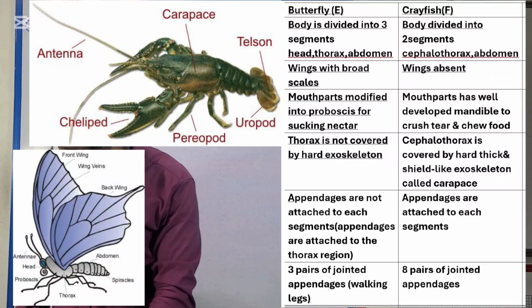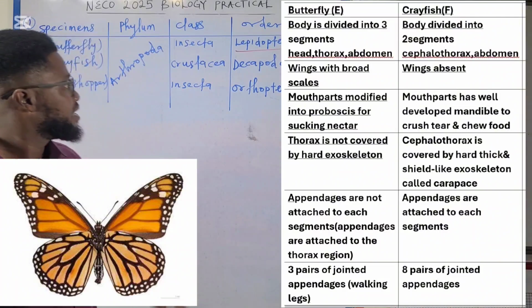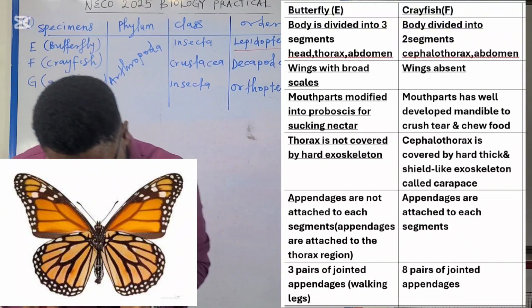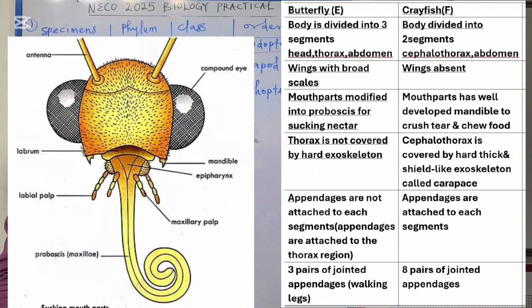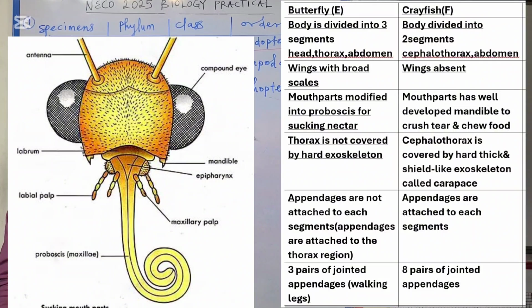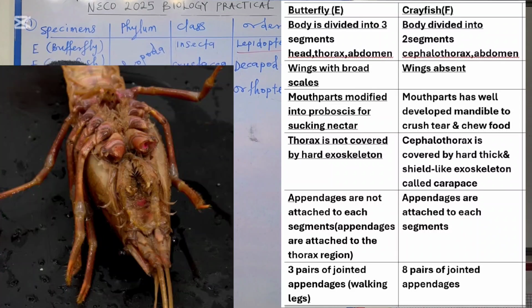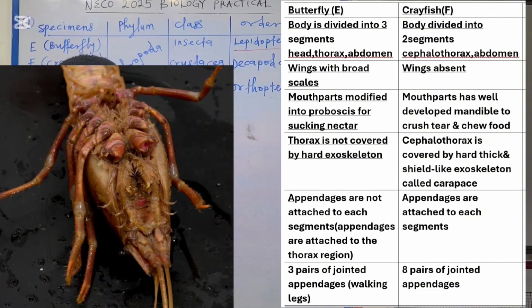Look at the butterfly, number 2. It has wings with broad scales, and that's why we put it into the order Lepidoptera. The wings are scales. For the crayfish, wings absent. Number 3, the mouth part of the butterfly is generally modified into a proboscis for sucking nectar secreted by Pride of Barbados, specimen C. When you look at the crayfish, the mouth part has well developed mandibles, that's mandibulate mouth parts to crush, tear, and chew food.